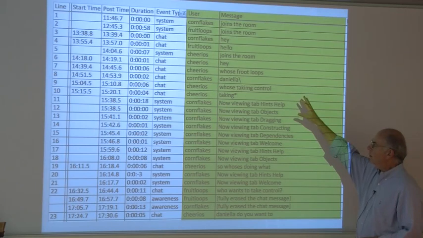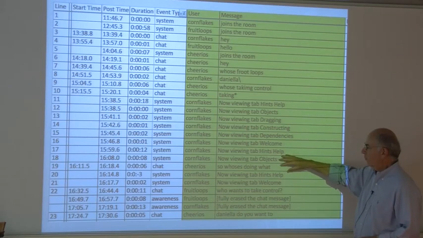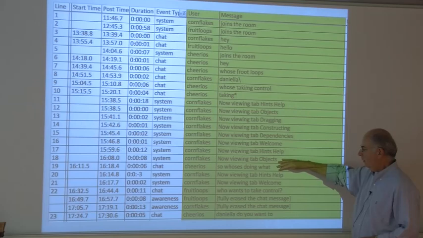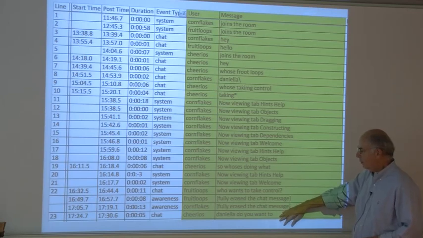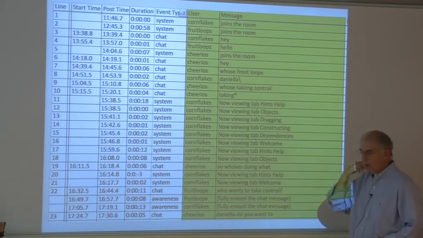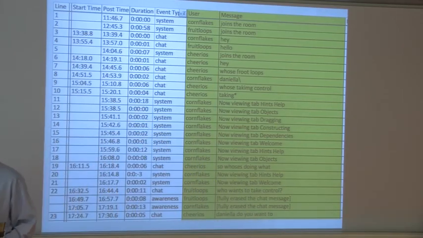So they introduce each other, they greet each other. One of them looks through the different tabs. And then Cheerios asks, so who's doing what? Fruit Loops says, who wants to take control? Cheerios says, Daniela, do you want to? So they do use the real name there.